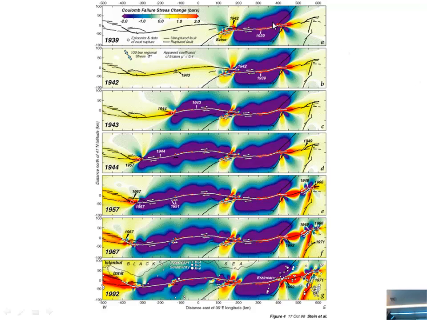So they take the 1939 earthquake and they show that, oh yeah, 1942 was right in the zone of increased Coulomb stress, right here. Then they add 1942, that earthquake, what they know, and its slip, to the model, and then they say, oh yeah, well look, 1943 was right in the zone of increased stress. Same thing, 1944 was right there. 1957, 1967 is right in this zone of increased stress. 1967, and so on.